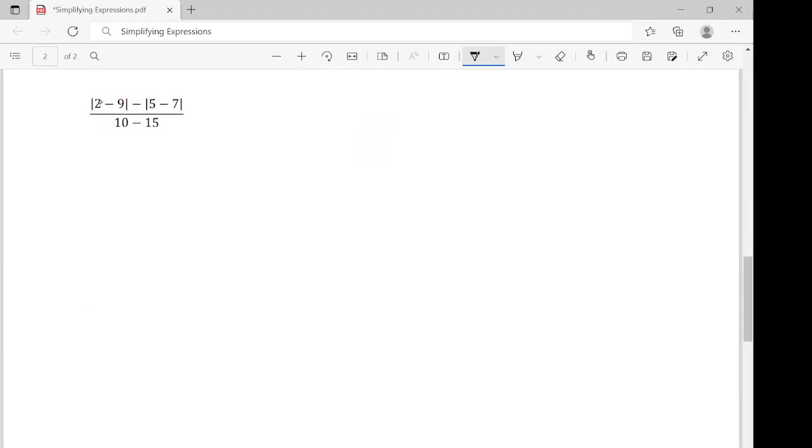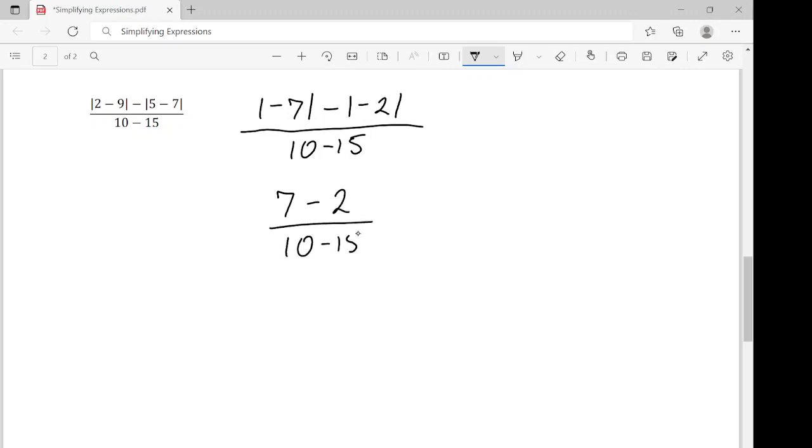Lastly, I have the absolute value of 2 minus 9 minus the absolute value of 5 minus 7, divided by 10 minus 15. So again, parentheses first, which is what the absolute value bars are just like. So I can do these two first and then combine these two next. So I'm going to get the absolute value of -7 minus the absolute value of -2 over 10 minus 15. The absolute value of a number is always positive, so I'm now going to get a positive 7 and a positive 2 divided by 10 minus 15.